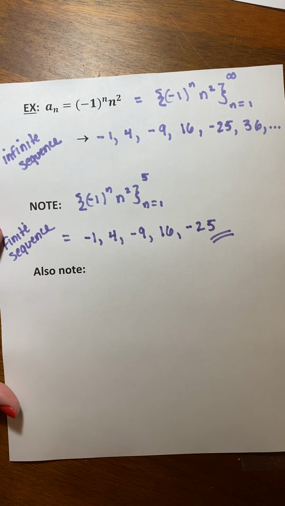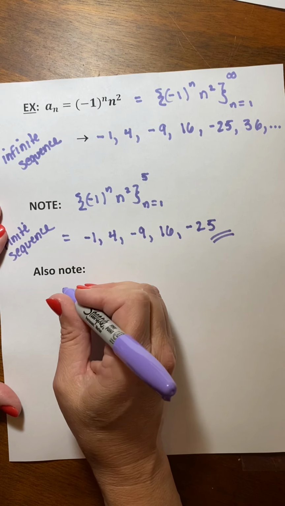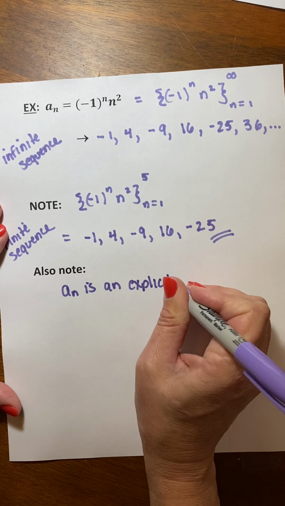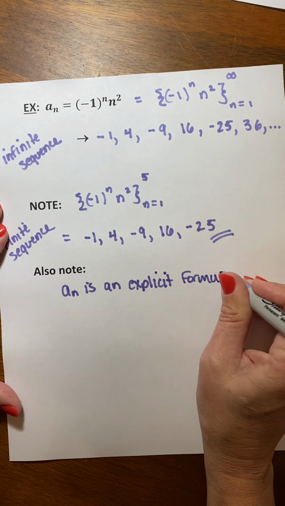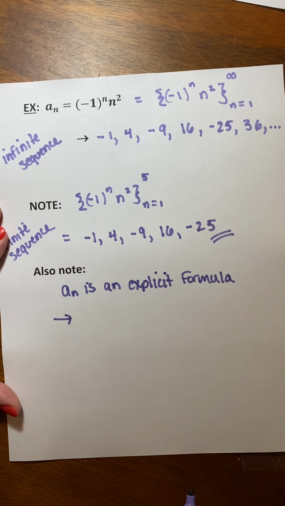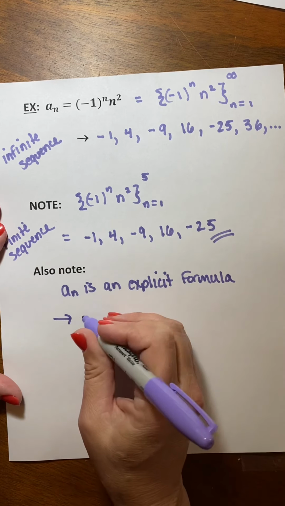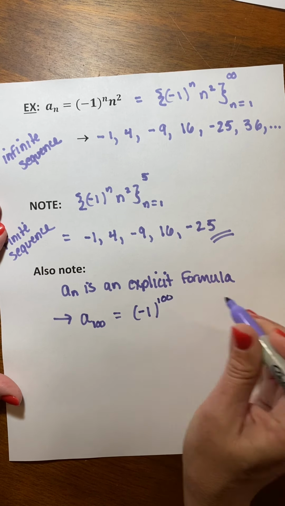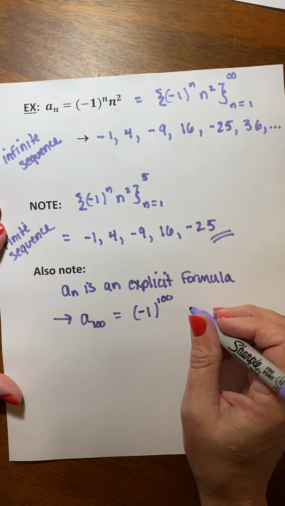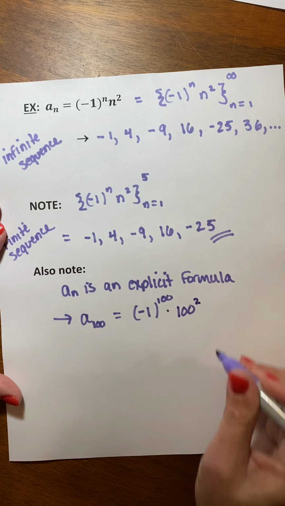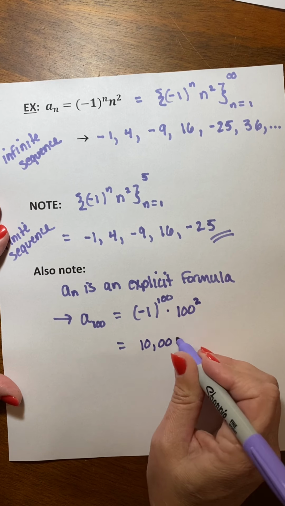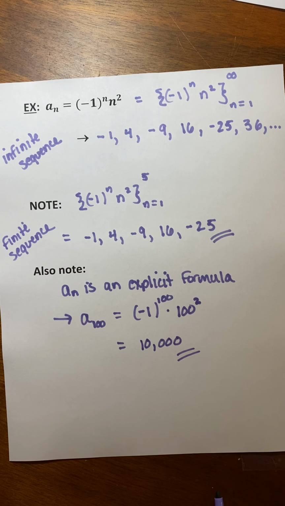Also note, for this sequence, this is an explicit formula. So I can pick any term of the sequence and I can write it without actually having to list it. So if I wanted to know what the 100th term of the sequence is, it'd be -1 to the 100th power times 100 squared. Right, so -1 to an even power is just going to be 1, and 100 squared is going to be 10,000. So I could tell you any term of the sequence. Not all sequences have explicit formulas, though.